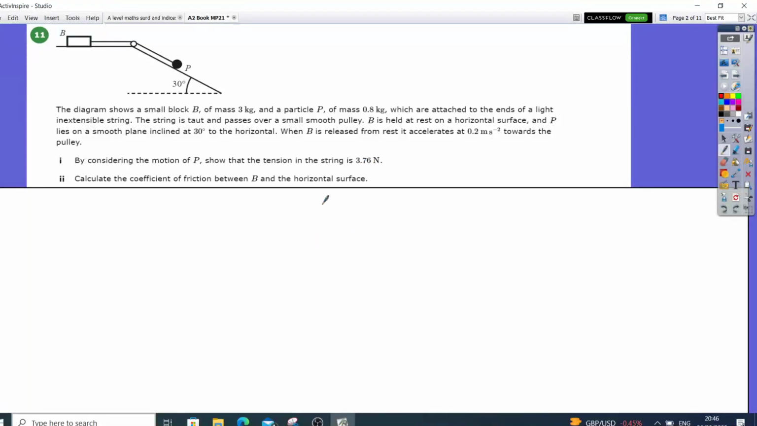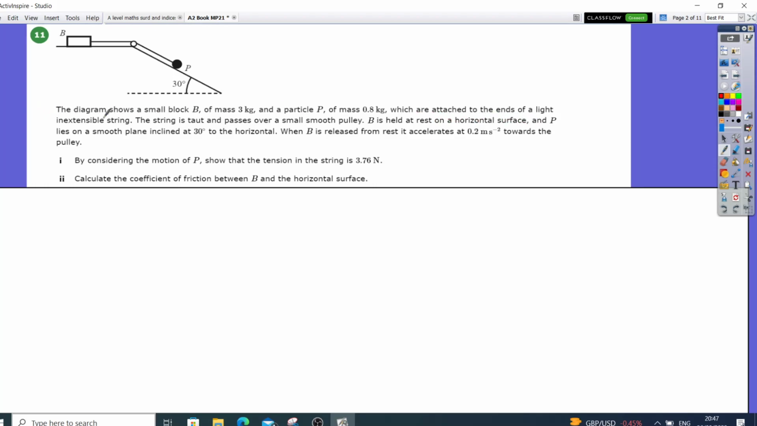Hi guys, let's have a quick read of this question. The diagram shows a small block B of 3 kg and a particle P of mass 0.8 kg, which are attached to each end of a light inextensible string. The string is taut and passes over a smooth pulley. B is held at rest on the horizontal surface.